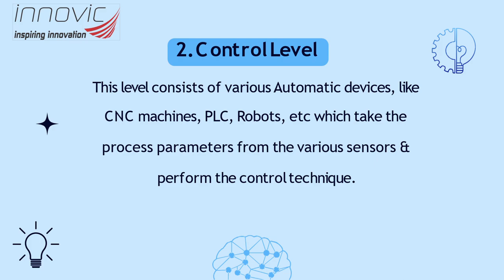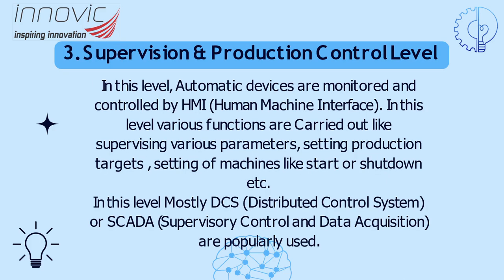And the third level is the supervision and production control level. So now we will discuss the third level. Suppose there are 10 PLCs in a plant and you want to monitor and control them by sitting in a single remote location office. This requires networking and communication among all these PLCs. Basically, the role of this level is to integrate all the controllers of a plant into one single platform. This helps to supervise and control the whole system in one go.